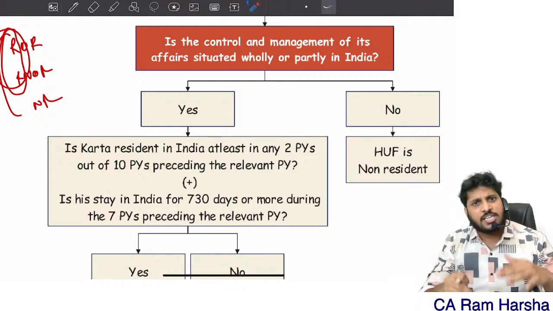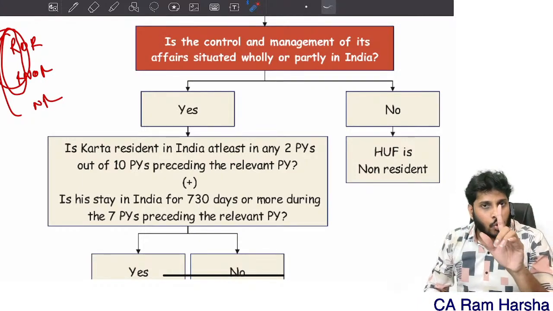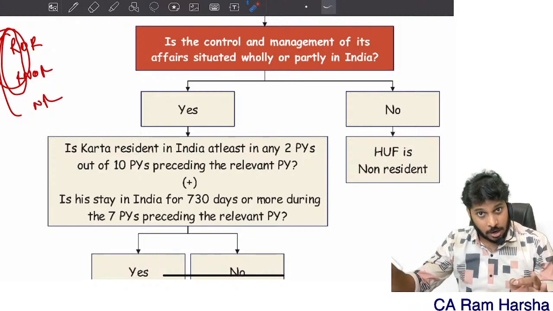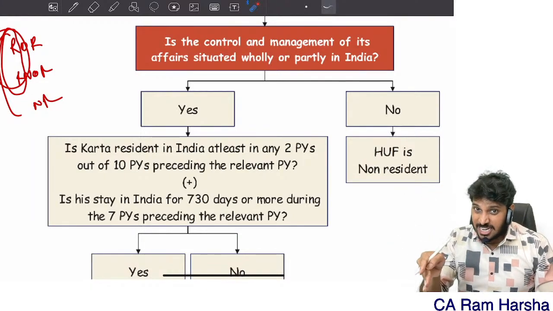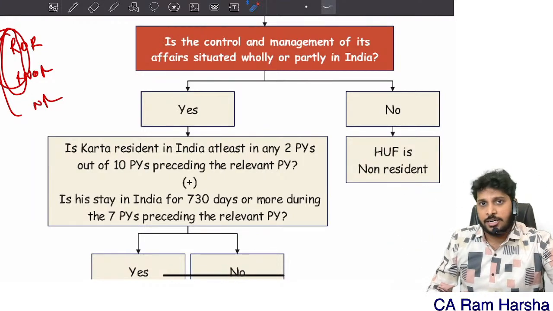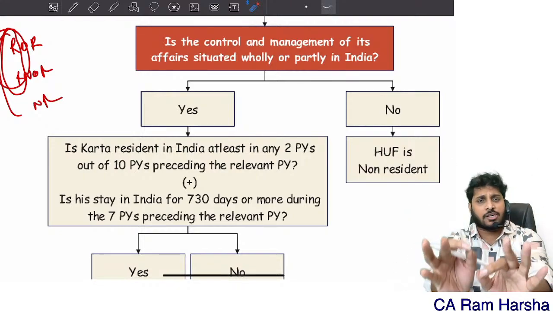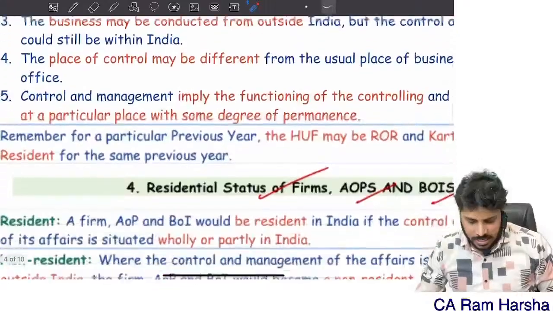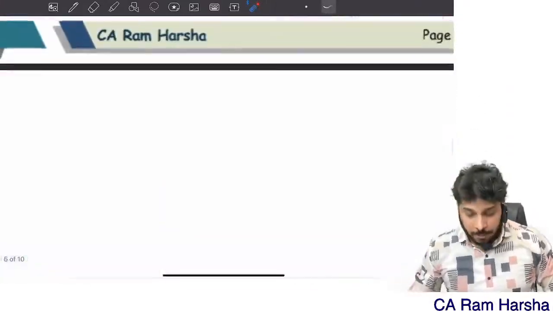If everything is satisfied, then HUF will be ROR. So in a particular year, HUF can be ROR while Karta can be non-resident. In the same way, Karta can be a resident in a particular year and HUF can be a non-resident. Any combination can happen. If you have any doubt, listen to it once again. That's it. With this, the residential status topic is predominantly completed.